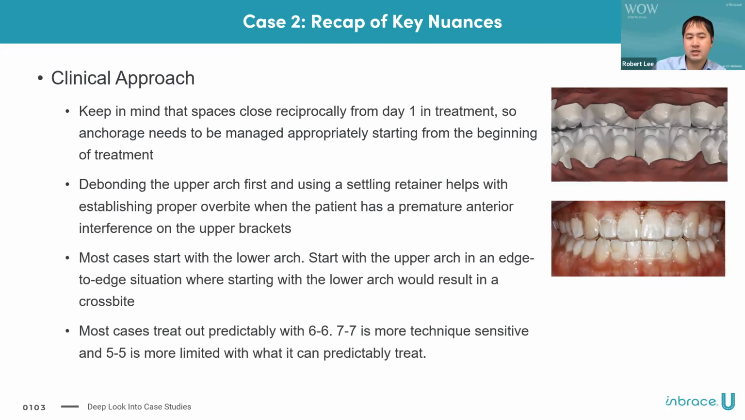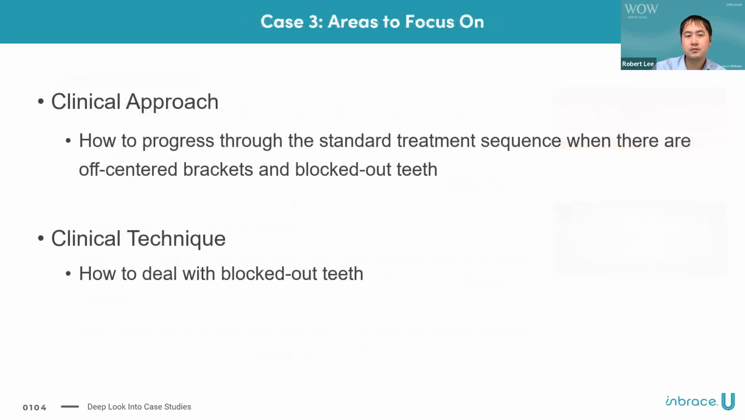You can start with upper arch in an edge-to-edge situation. Most cases will treat out predictably with 6 to 6. 7 to 7 is more technique sensitive. You can do it, again, just know that it's more technique sensitive. And 5 to 5 is more limited with what it can treat, but it's good if you were just trying to treat upper and lower 3 to 3.